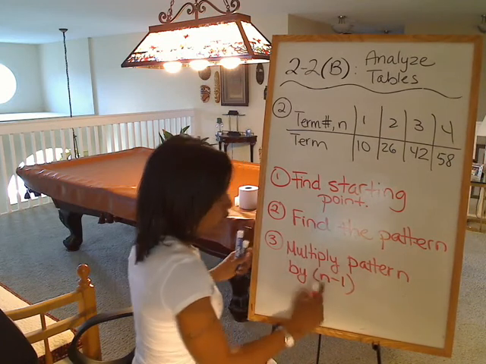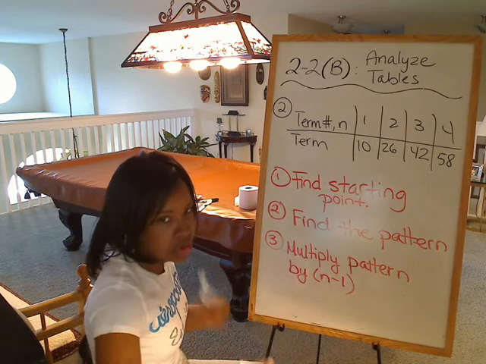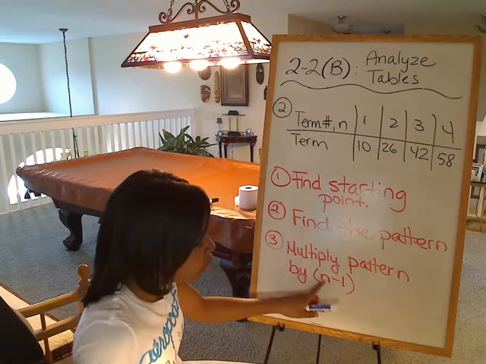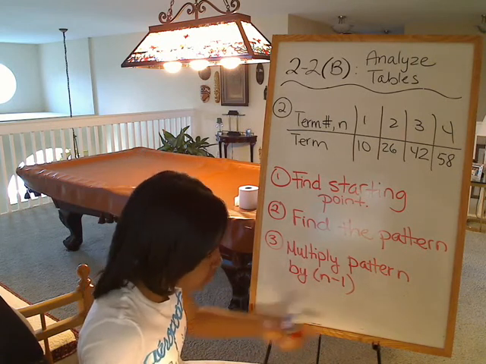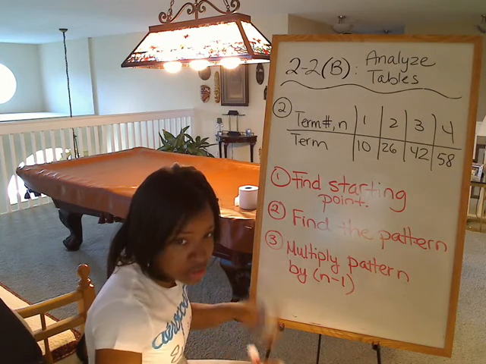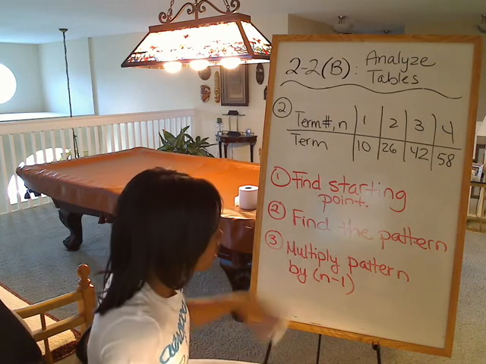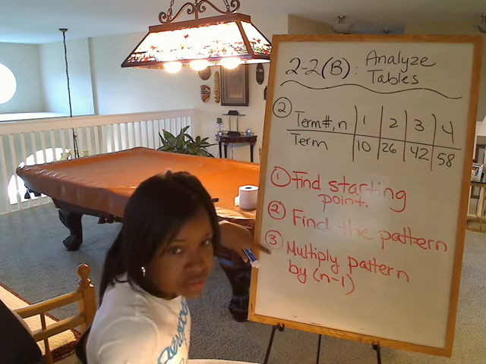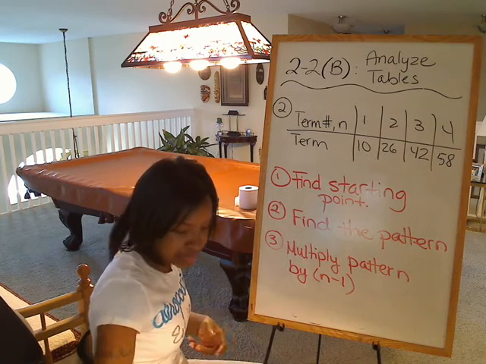by n minus 1. And n can be any letter, T, Q, R, S, P, but whatever you're going to call your terms, that letter minus 1. Okay? And why n minus 1? It's a long story. Take my word for it. Okay? So we're going to use these 3 steps. So write them down because I'm about to erase them.